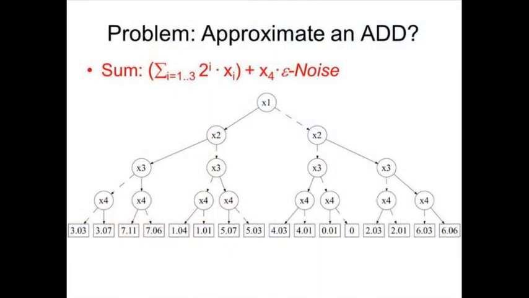In doing this work, I was motivated by prior work from around 2000 that was done in ADDs for approximating ADDs. So here's an ADD. It results from this function. I'm summing 2 to the i times xi, and then I add in some small epsilon noise times x4. And what has that noise done? If you just look at the leaves, it's basically just perturbed the leaves by small values, right? So 7.11 versus 7.06, 1.04 versus 1.01. Now, what if I wanted to approximate this diagram? How would I approximate it? It might be obvious given the leaves. I could just merge them. Whoop.